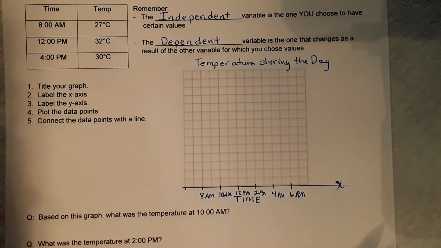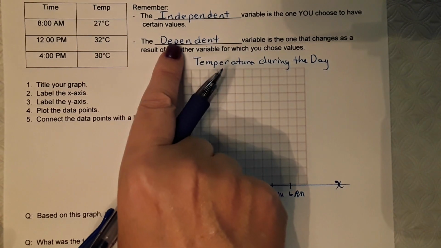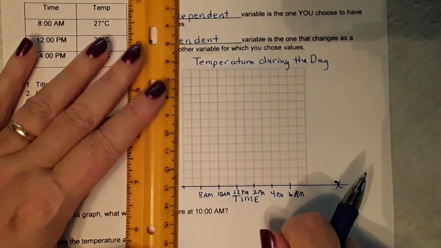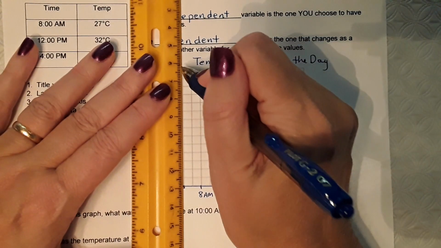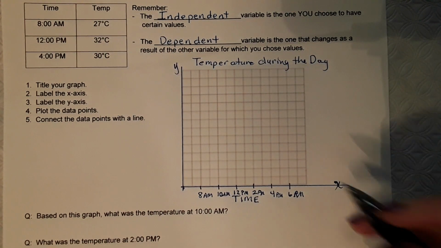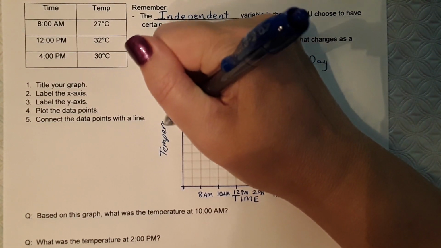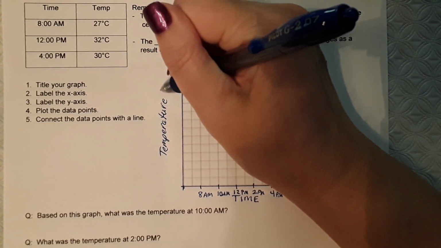Okay, now let's look at the other data. We're going to do the temperature. That's the dependent variable. It goes on the y-axis. So I'm going to use a straight edge, draw the y-axis. Now we're going to label it for temperature. Okay?